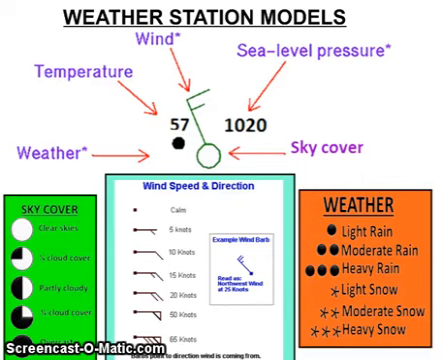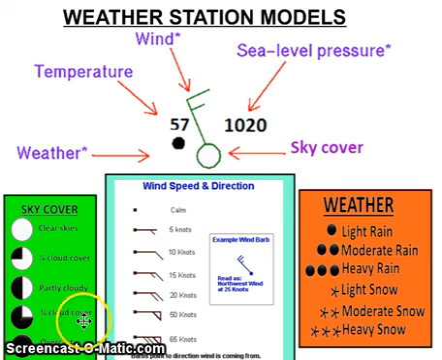Today's lesson is about weather station models and hurricane tracking. A station model, such as you see here, is a series of symbols that represent the weather at a particular place and time on a weather map. Now, one of the symbols that you'll notice here is this big center circle. Well, that tells us about the sky cover, or sometimes you can call it cloud cover.